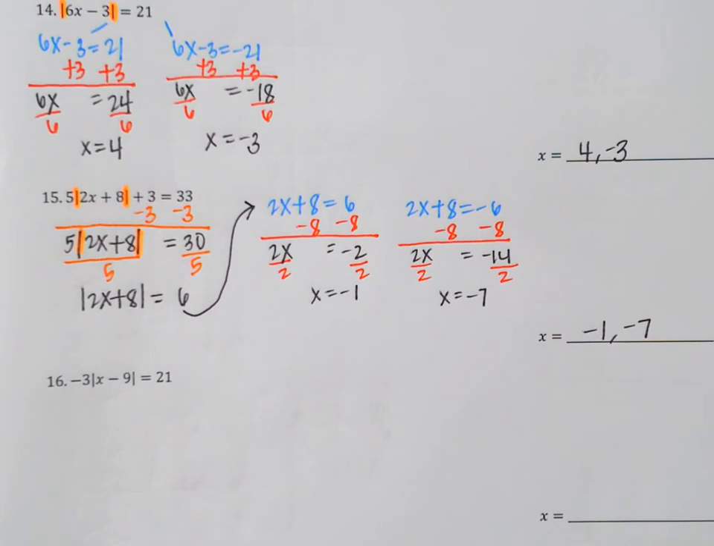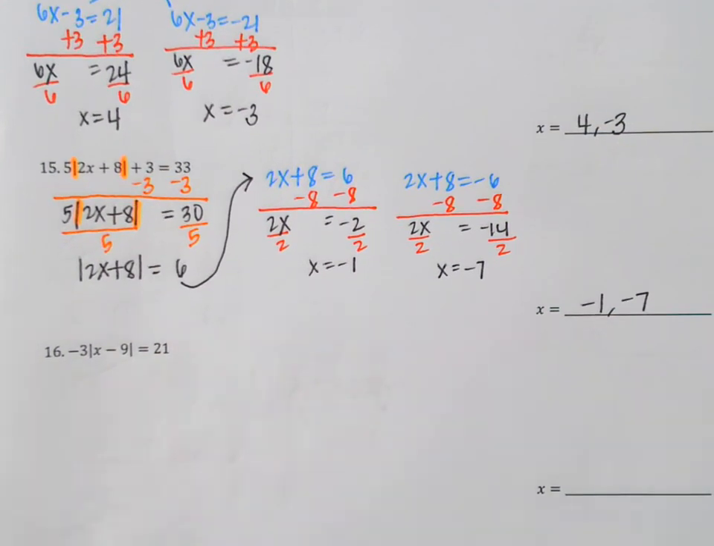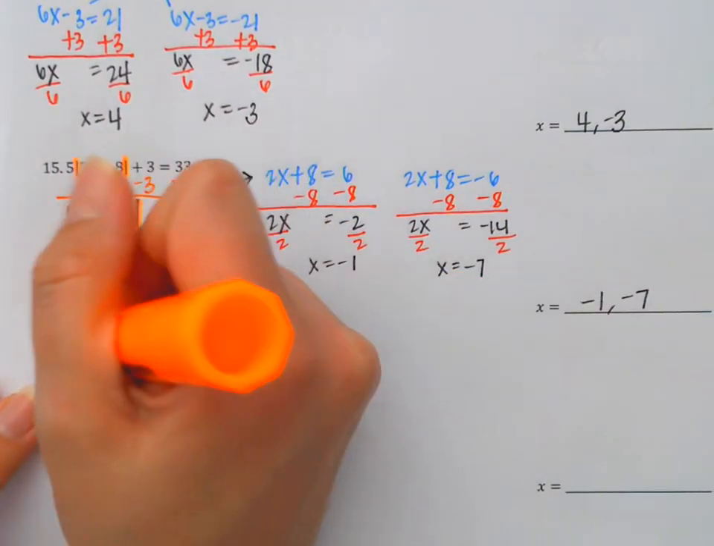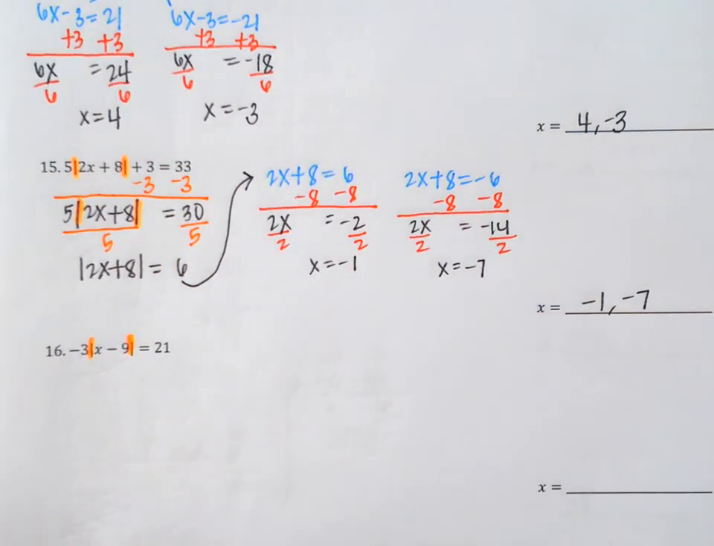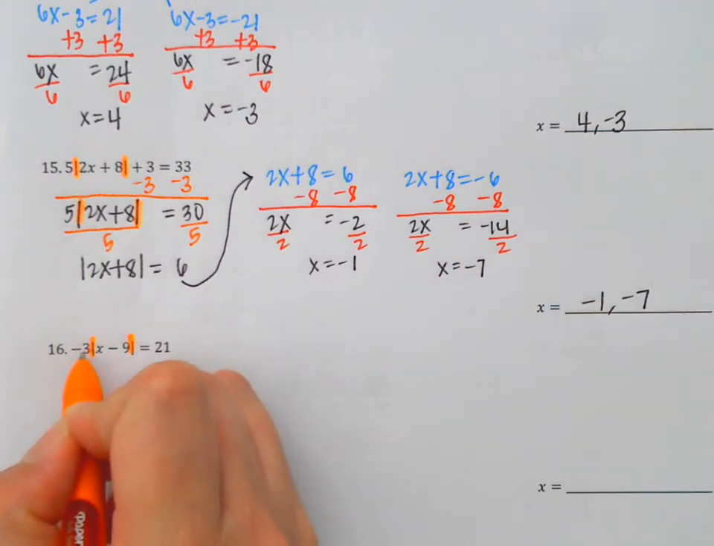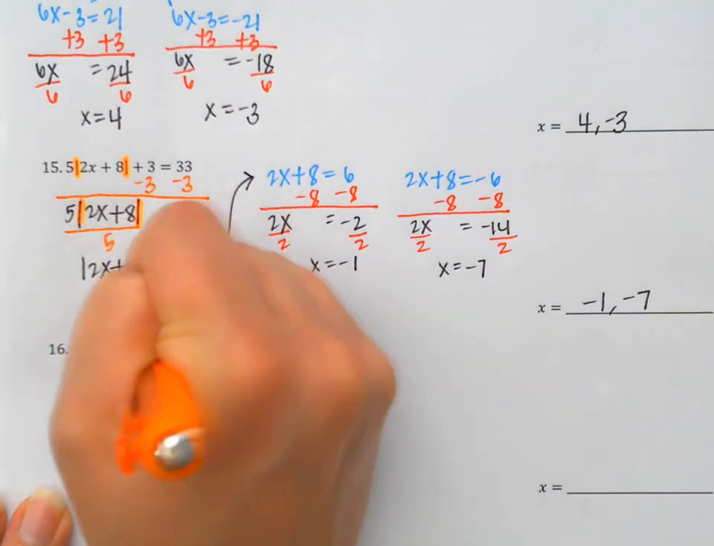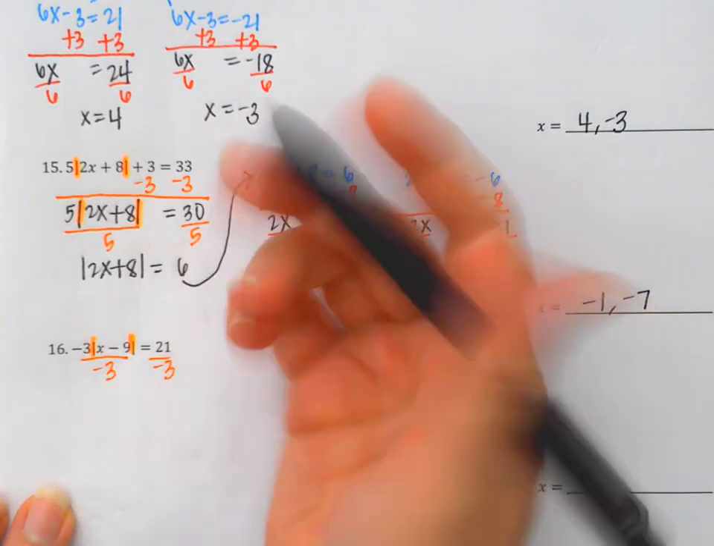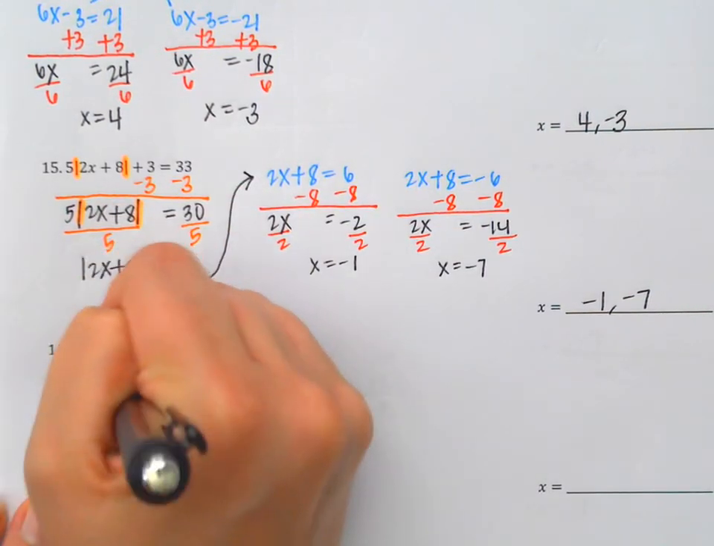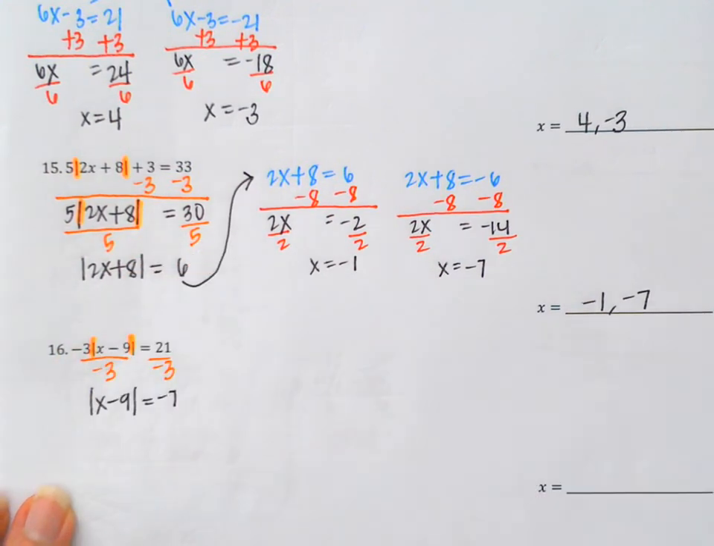Okay, last problem. So again, I look to see, is my absolute value expression isolated? It's not. So what I want to do is I want to undo this. Remember, we don't distribute, but instead we divide both sides by negative 3. And I get the absolute value of x minus 9 equals negative 7.